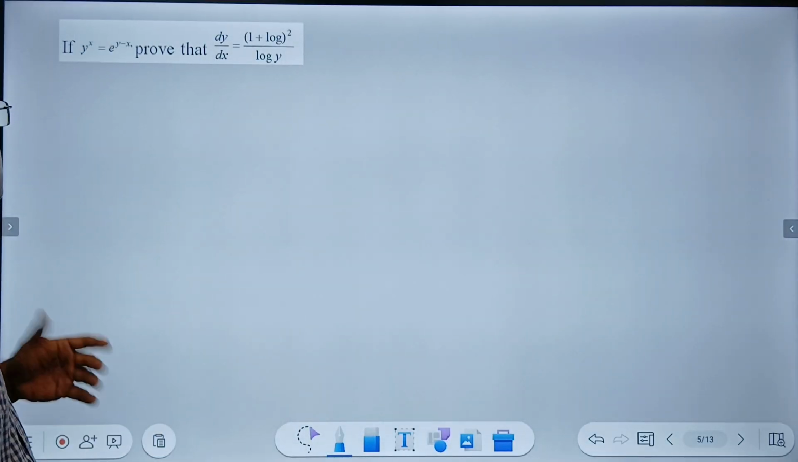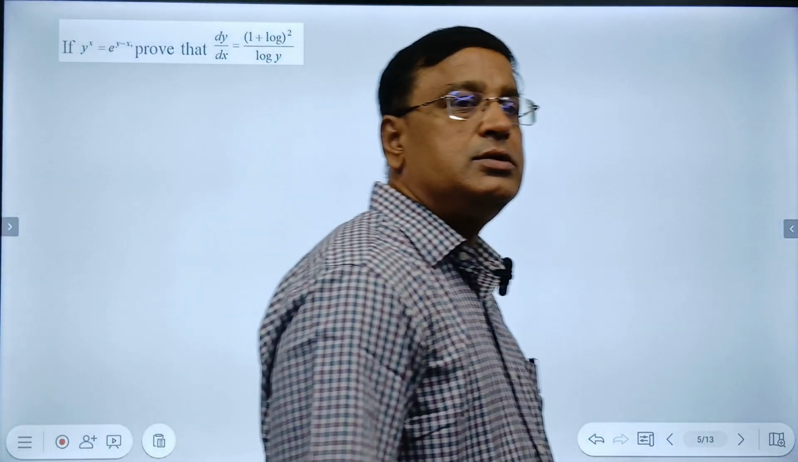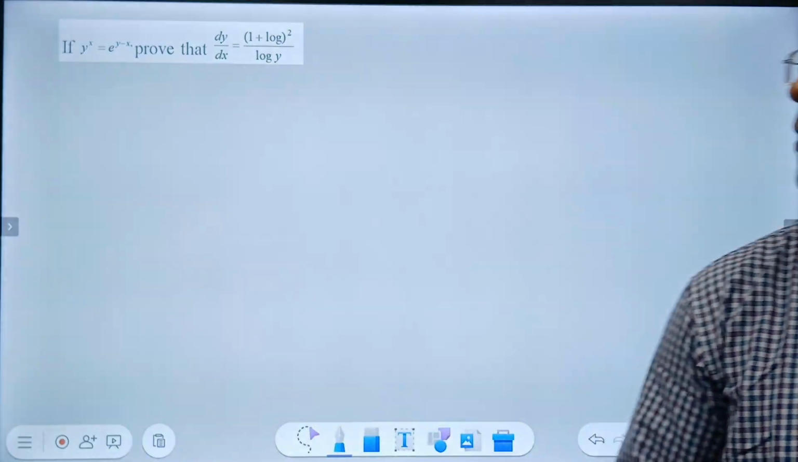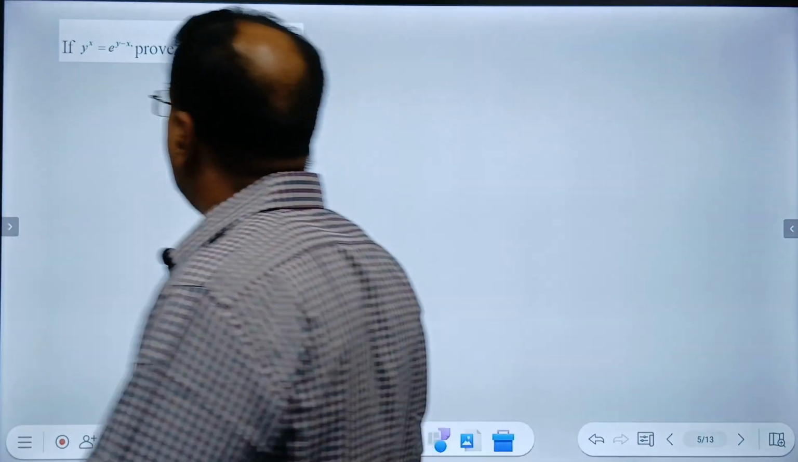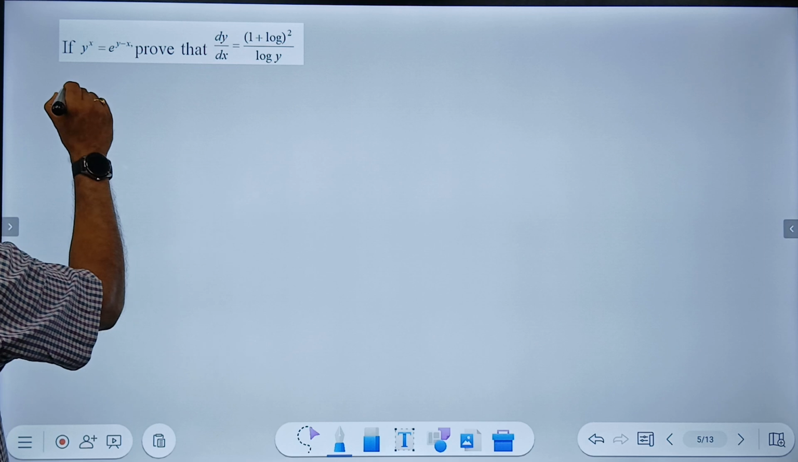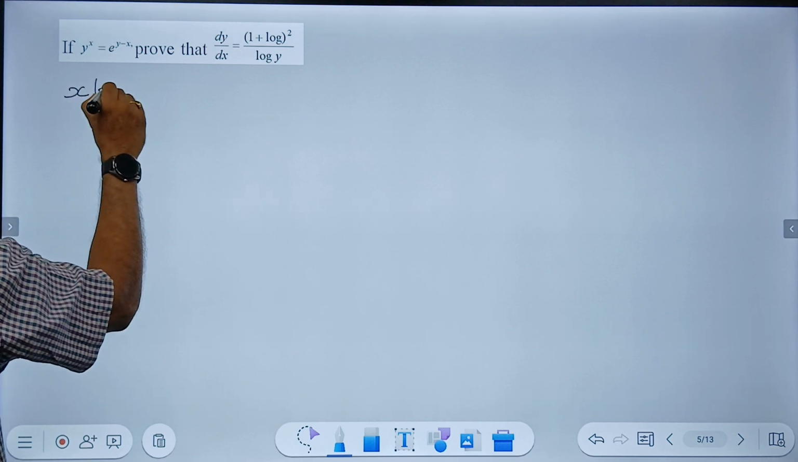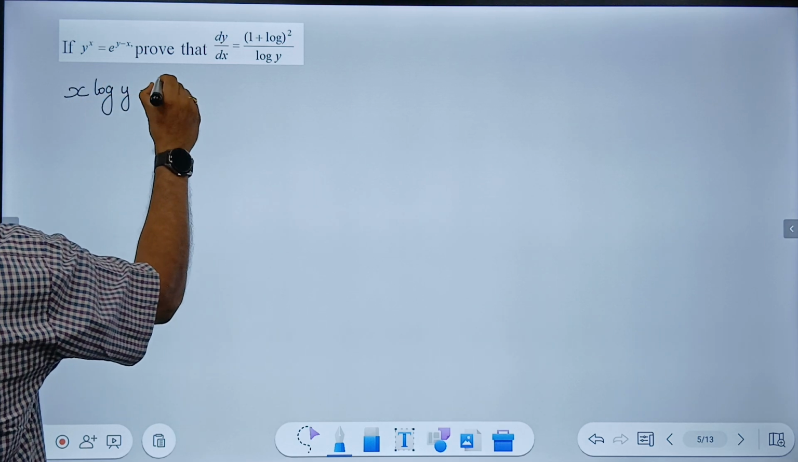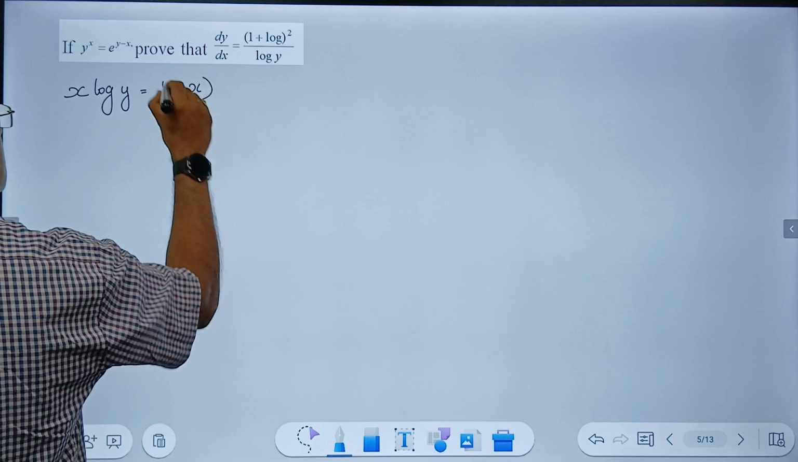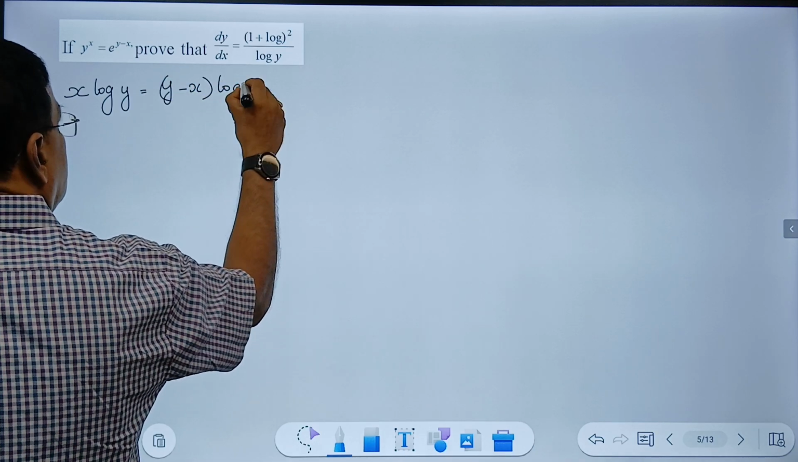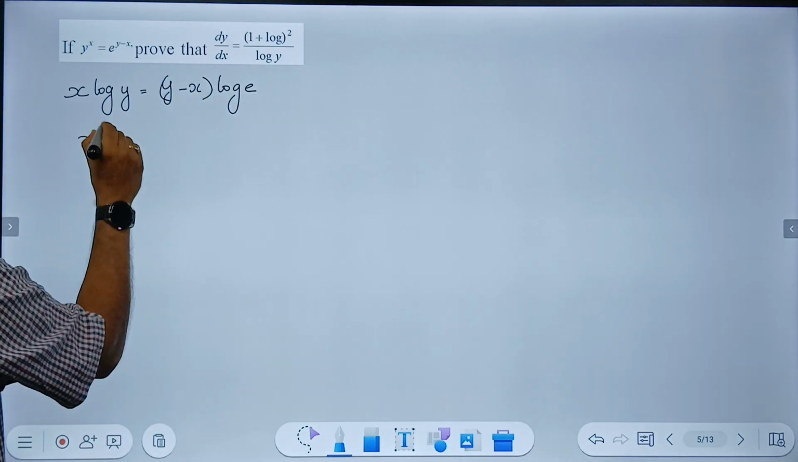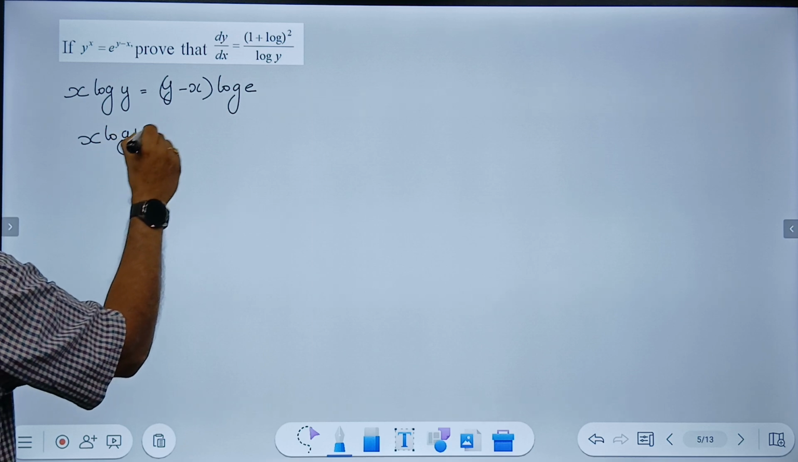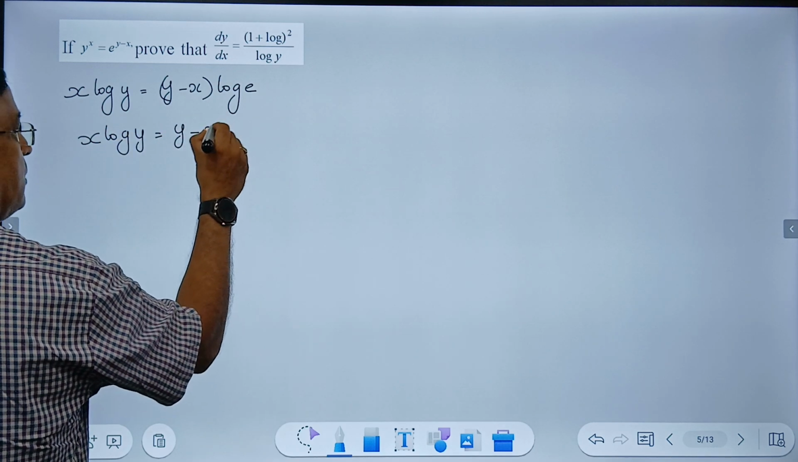Now this is exactly like the previous sum. Instead of having x power y, you are having y power x. So let's see what to do. Take log on both sides. So what do you get? x log y equal to y minus x log e. But what is log e? Log e is 1. You know it from the previous problem.